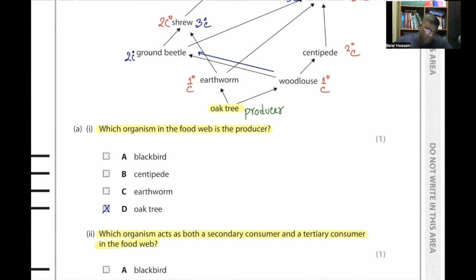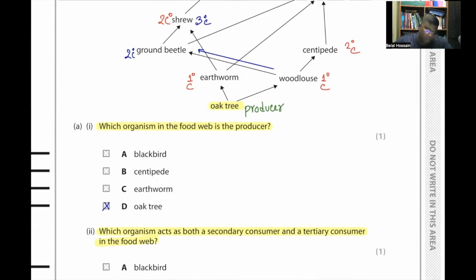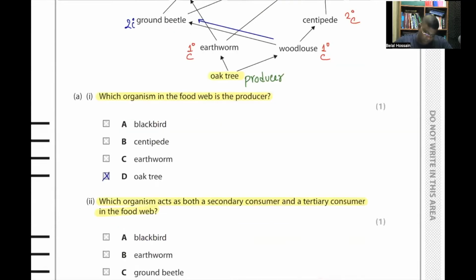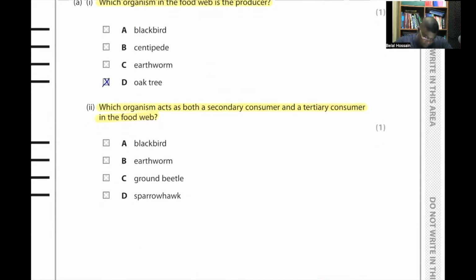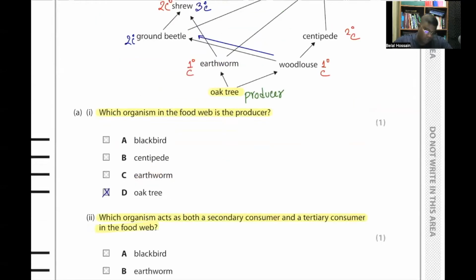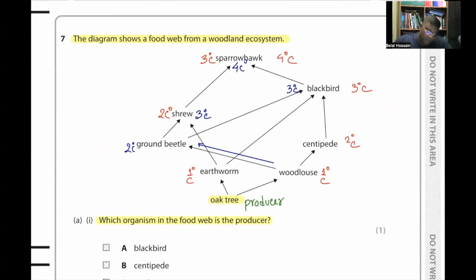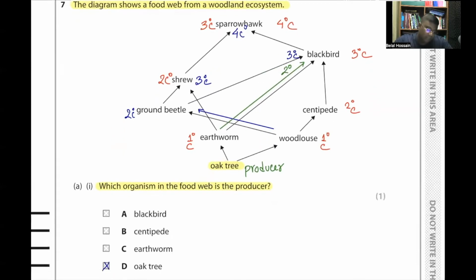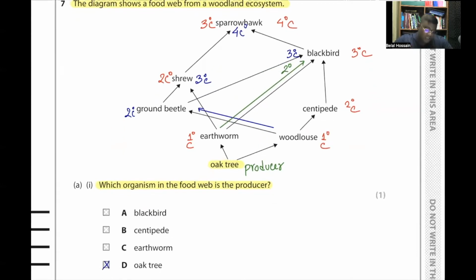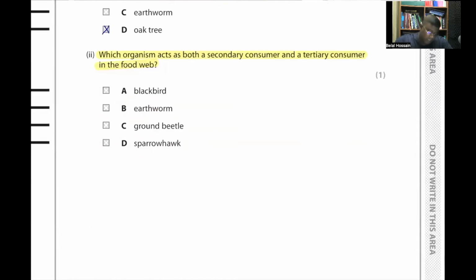All right. However, there is a problem. The problem is shrew is not included in this particular list. We see blackbird, earthworm, and ground beetle, sparrowhawk. So if we consider the blackbird eating the earthworm, in that particular consideration, blackbird becomes secondary consumer, and the blackbird eating the ground beetle becomes tertiary consumer. So blackbird will be the correct answer.